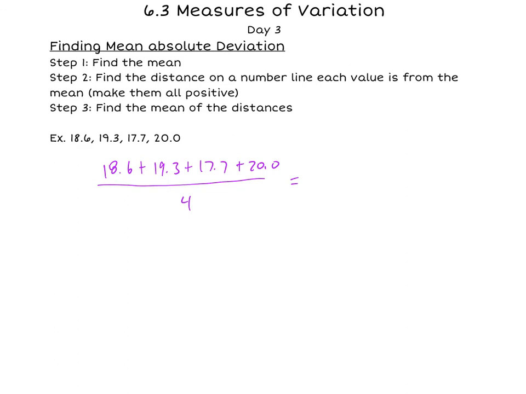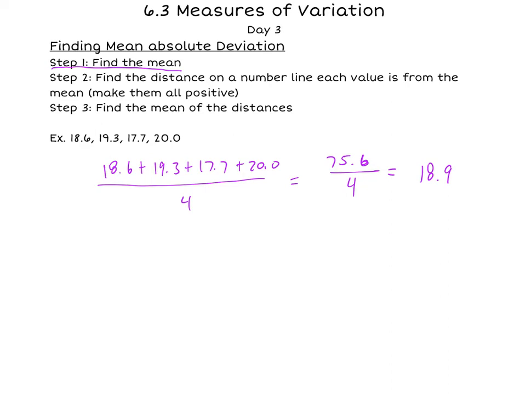So when you add them all together, you get 75.6. Okay. So 75.6 divided by 4 gives you what? 18.9. Okay, so we added them all together, and we divided by how many we had. That's the first step. Questions on the first step? Second step sounds confusing, but it's really not.